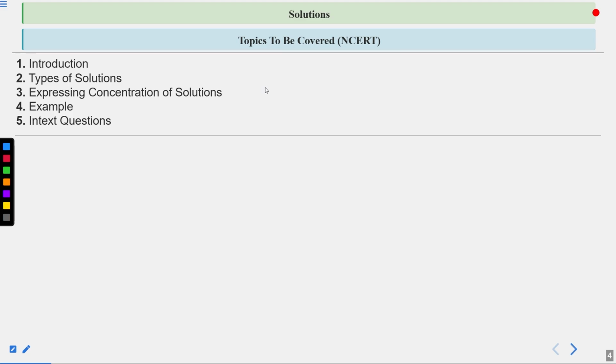Then if I come to the topics, specifically, we will first see the introduction of this chapter, solution. Then we will see the types of solution. Then after that, expressing concentration of solution and the examples and the in-text questions related to these three topics.